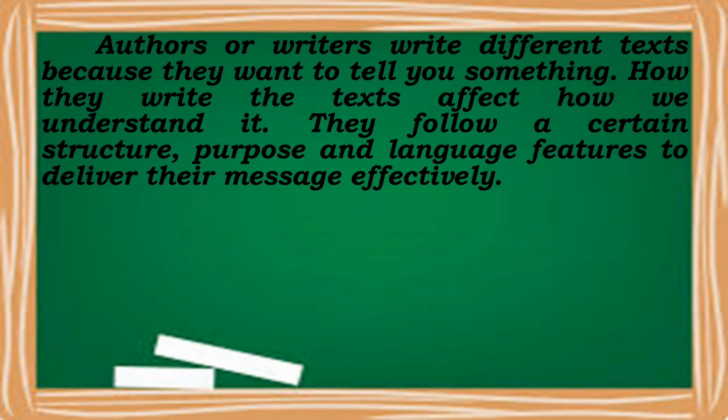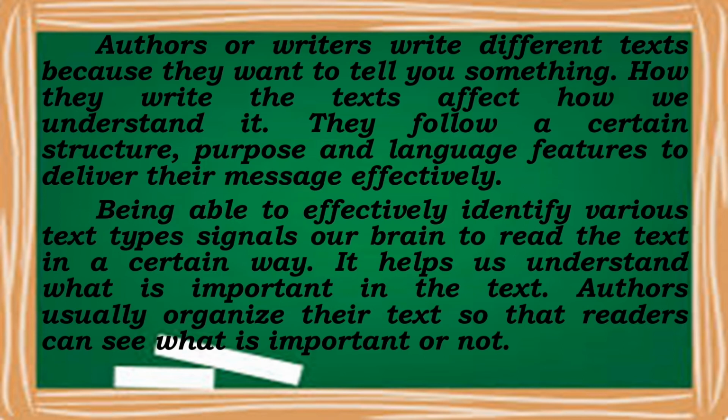Authors or writers write different texts because they want to tell you something. How they write the text affects how we understand it. They follow a certain structure, purpose, and language features to deliver their message effectively. Being able to effectively identify various text types signals our brain to read the text in a certain way. It helps us understand what is important in the text. Authors usually organize their text so that readers can see what is important or not.